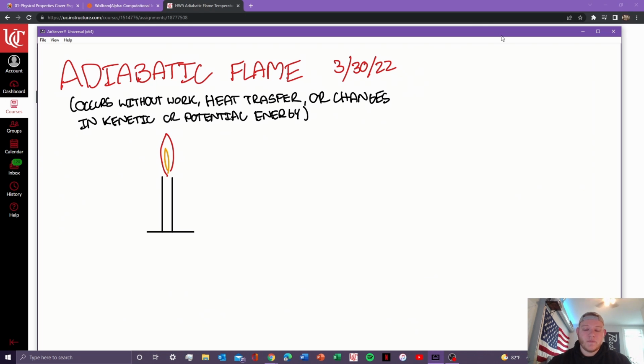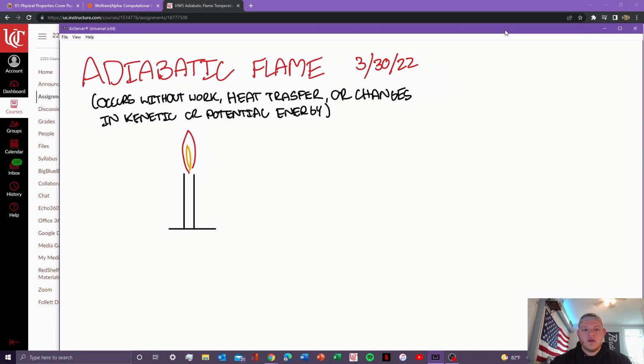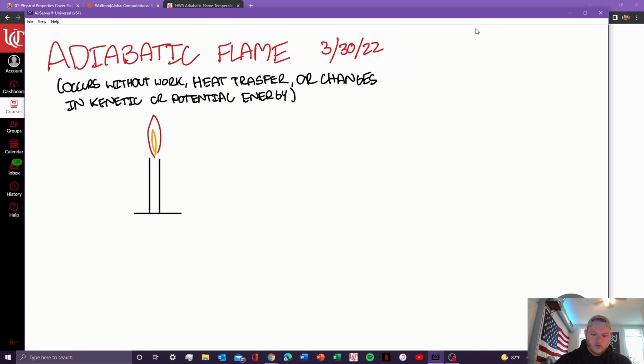Hello, it is March 30th and today we'll be doing part 1 of homework 5. We're looking at an adiabatic flame. An adiabatic flame occurs without work, heat transfer, or changes in kinetic or potential energy. So what we have here is a good old Bunsen burner.